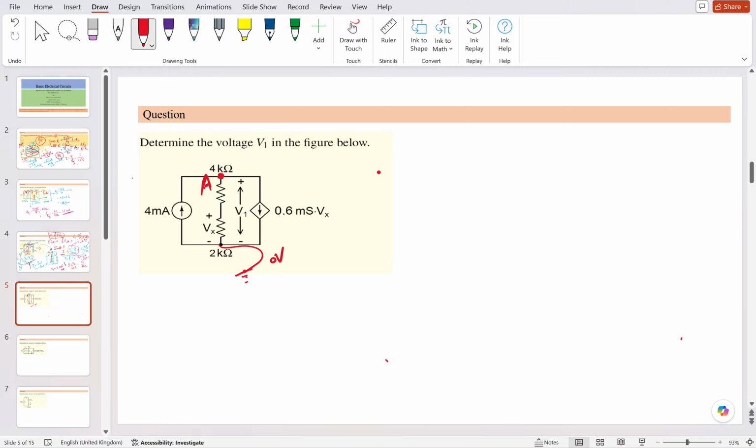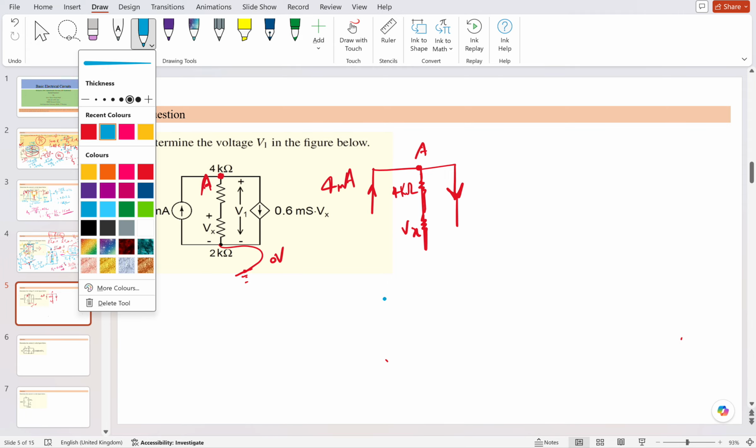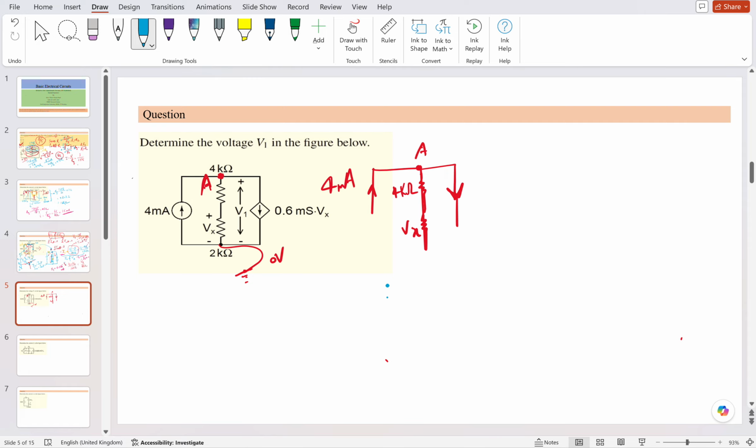At node A, some current is coming in, which is 4 milliamps, and the other branch is connected like this. This is Vx here. There is a resistor connected, the 4 kilo ohms, and there is a current source going out of that node. If we write the KCL equation, it will be minus 4 milliamps, because it is coming into the node.